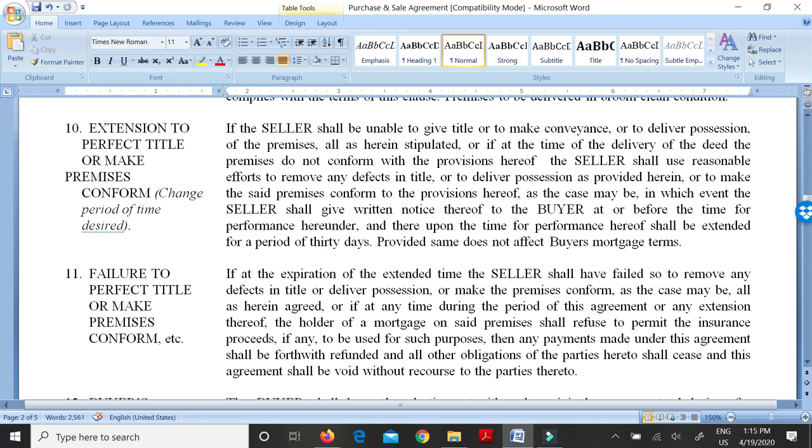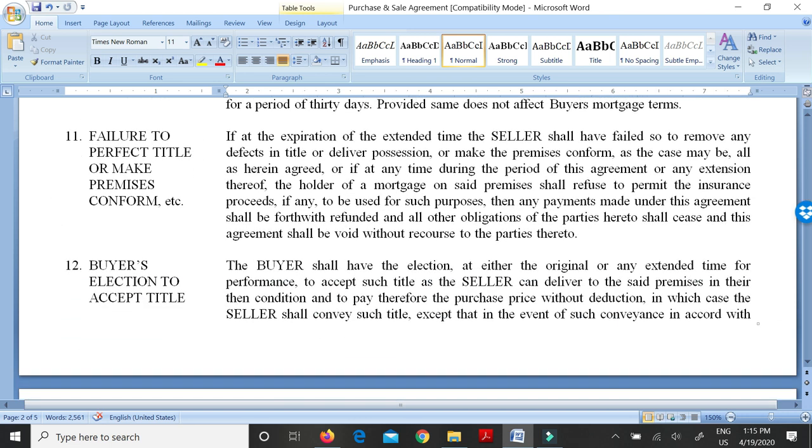Next, paragraph 10 simply indicates that if the seller for any reason is unable to deliver the title to the property free and clear, he has the right to extend up to 30 days to clear up. You must agree to the extension, but they are entitled to get an opportunity to clear the title. Paragraph 11 indicates that if they fail to clear up title, you still have the option of taking title to the property if you wish.